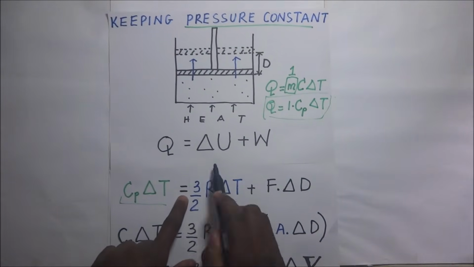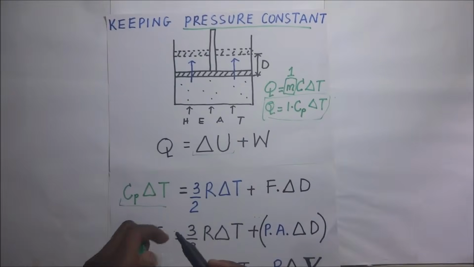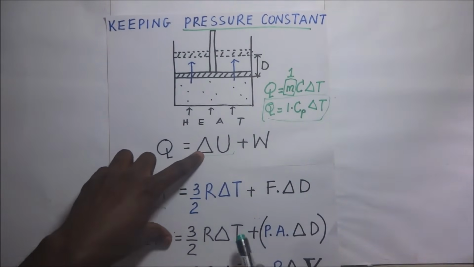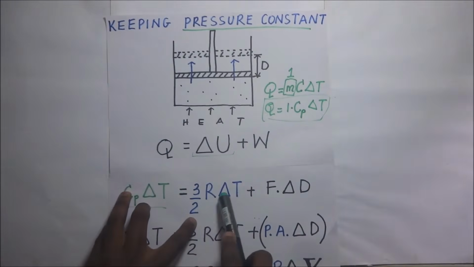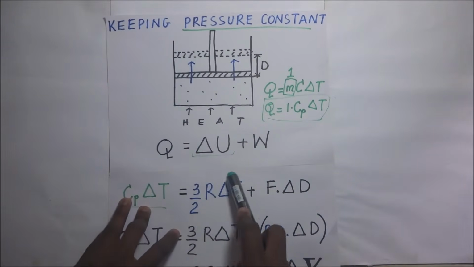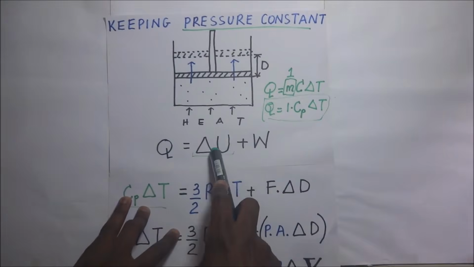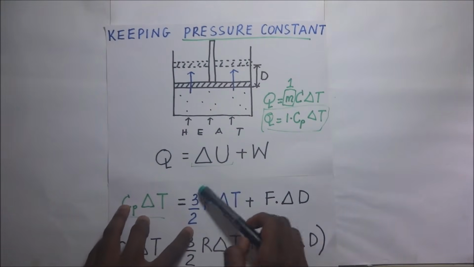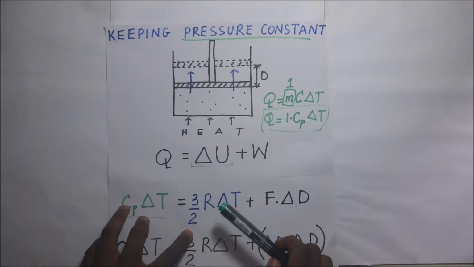That's going to be equal to the change in internal energy, just like I had explained before. Our change in internal energy is equal to 3 over 2 R dT. This is the expression for internal energy of an ideal gas. We derived this expression and explained where it comes from in our previous sessions.